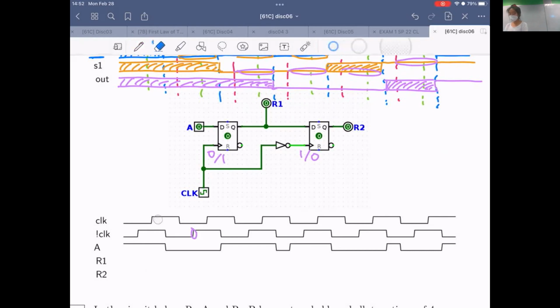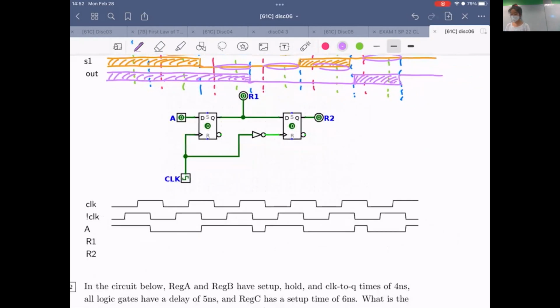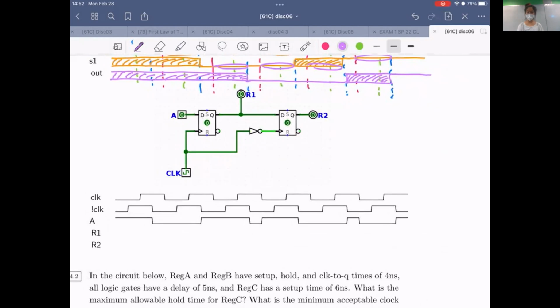Otherwise, all the timing conventions obey themselves. So register 1, the A input and then the R1 output, is going to obey the official clock signal. And then R2, because it comes from register 2, obeys the NOT clock signal. So I'll give everyone a couple of minutes to work on it, and then we'll go over things.